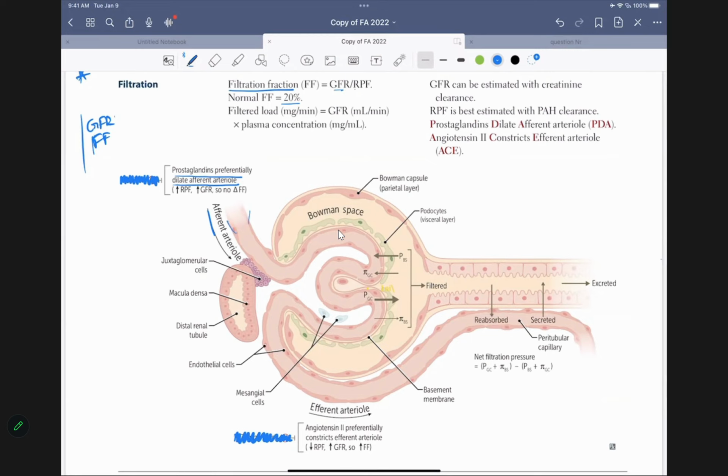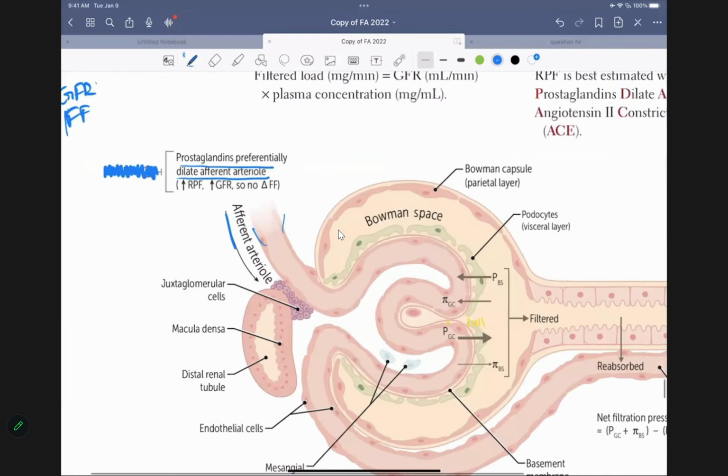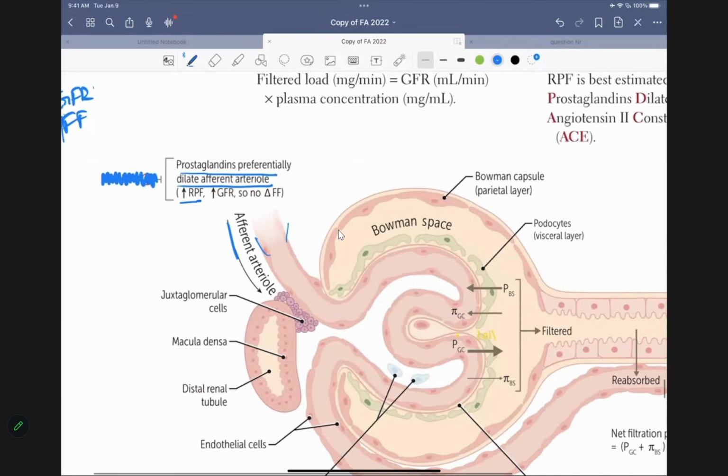I want you guys to tell me, if you dilate the blood vessel, what happens to the blood flow? Of course, the quantity is going to increase, right? That's why they say RPF is increased. RPF means renal plasma flow, or you could say renal blood flow, it's the same thing. Okay, so that's renal plasma flow, folks.